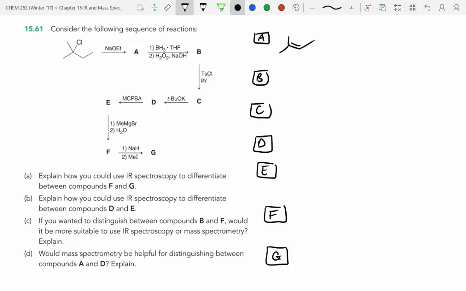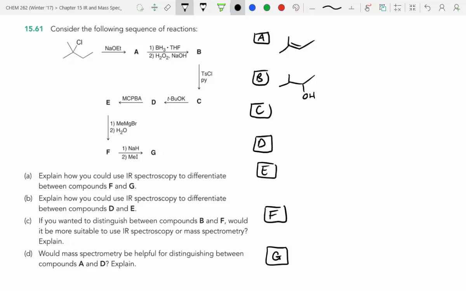Okay, and then if we treat A with hydroboration oxidation conditions, we're going to get molecule B. It's going to have an alcohol on it, right? Is it Markovnikov or anti-Markovnikov? Anti. Okay. So it's going to be a racemic mixture here. We're going to get both dashes and wedges for that alcohol. I'm just going to draw it as a straight line.